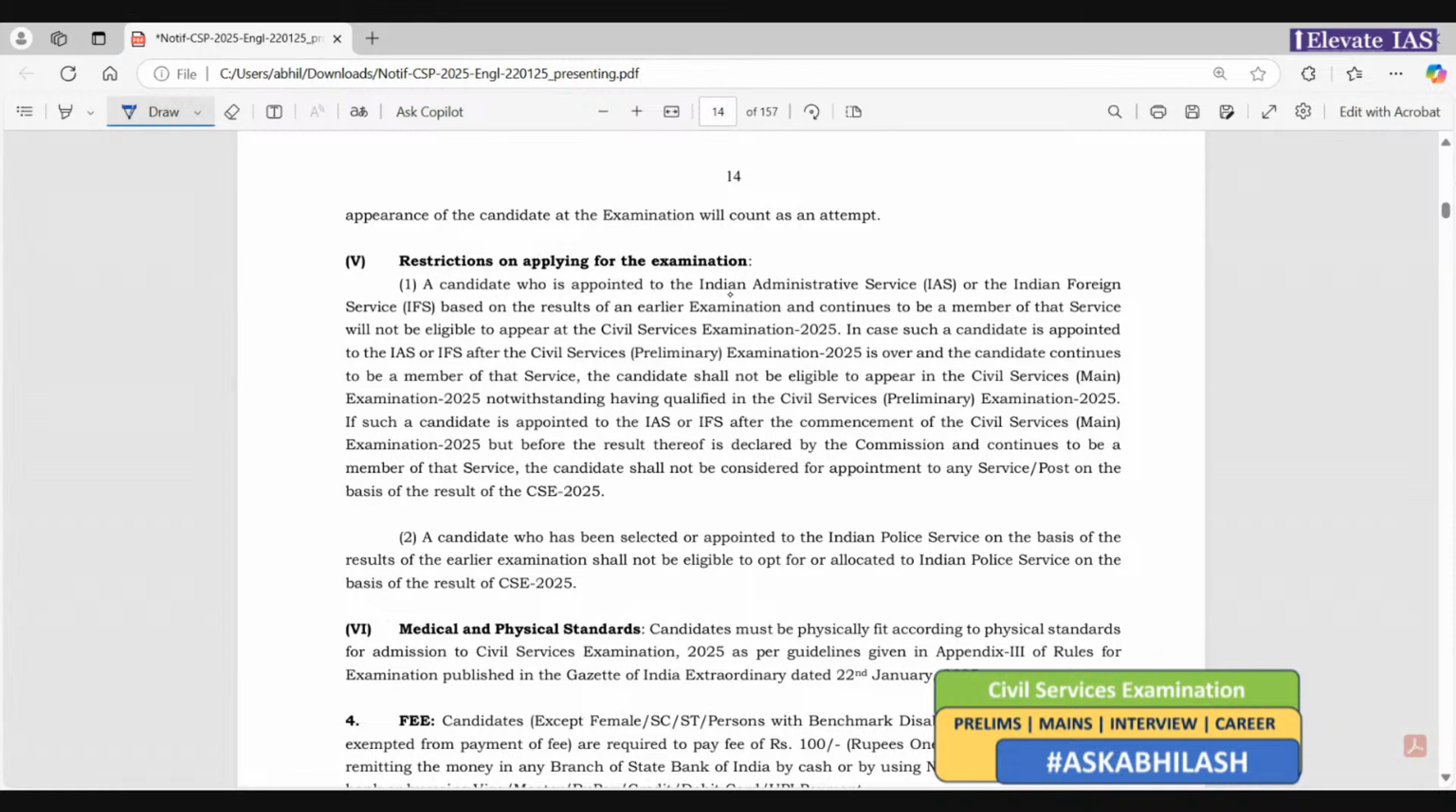A candidate who is appointed to the Indian Administrative Service or IFS on the basis of a previous result will not be eligible to appear at the civil service examination 2025. In case such a candidate is appointed to IFS after the civil service preliminary exam is over and the candidate continues to be a member of the service, the candidate shall not be eligible to appear in the civil service main examination.